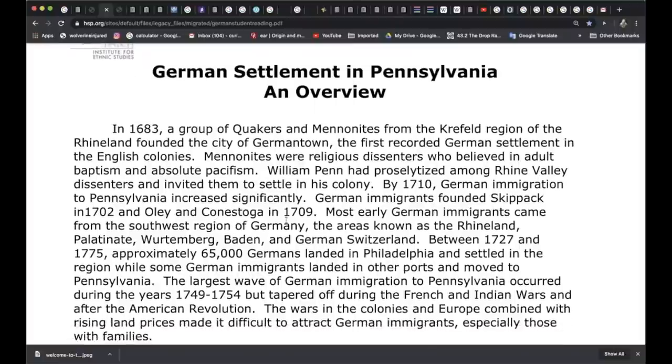Most early German immigrants came from the southwest region of Germany, the area known as the Rhineland, Palatinate, Württemberg, Baden, and German Switzerland. Study those regions. Do you find Moors in those regions? I bet you will in history.